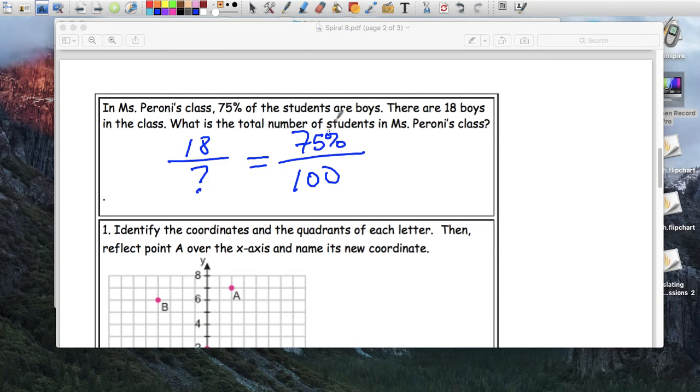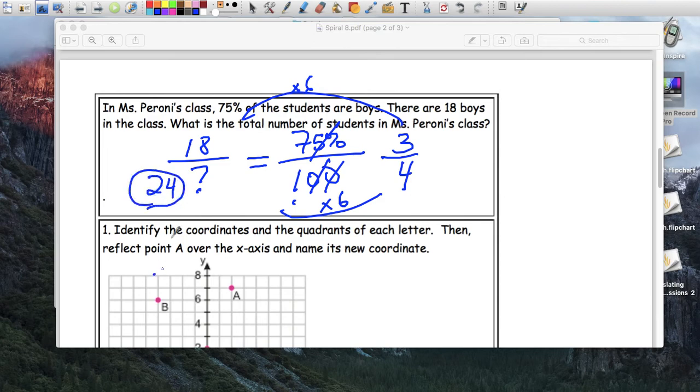Divided by 5. Wait a second, what if I divide this by 25? If I divide this by 25, I get 3. If I divide this by 25, I get 4. There it is. Now I can find my relationship. Times 6, times 6, and 4 times 6 is 24. So the total number of students in this class is 24, of which 18 are boys.